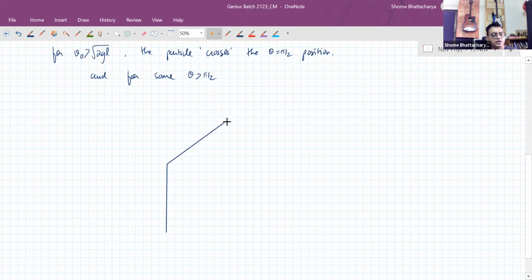So if we look at the particle at a position beyond the 90-degree position, it had started from here with a V naught greater than root 2gl. It crossed the 90 degrees and at some theta greater than pi by 2, the particle now has tangential velocity V.